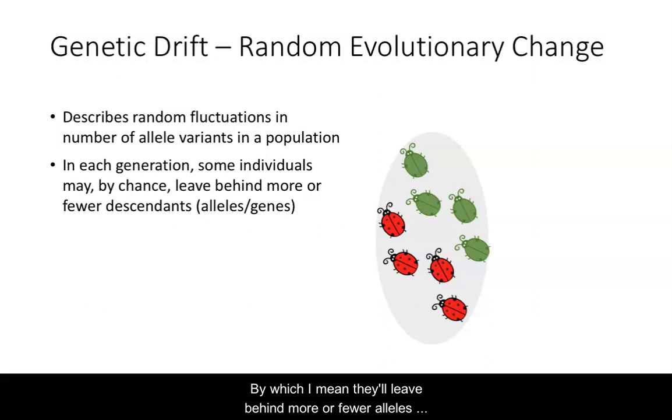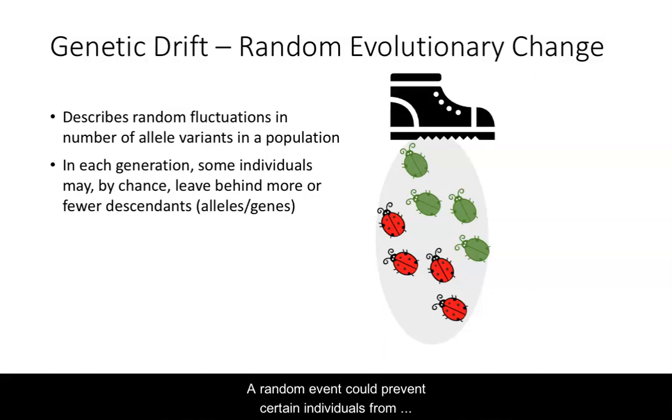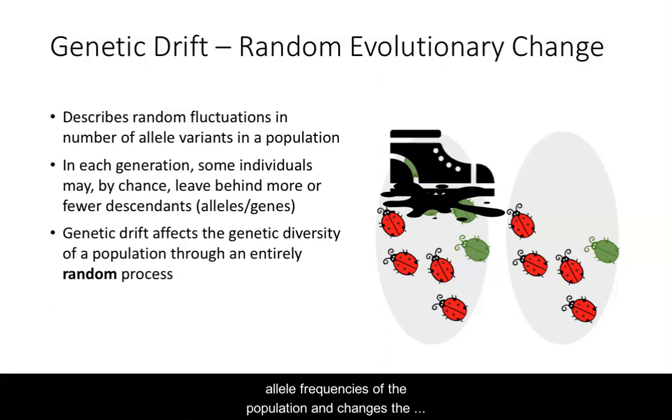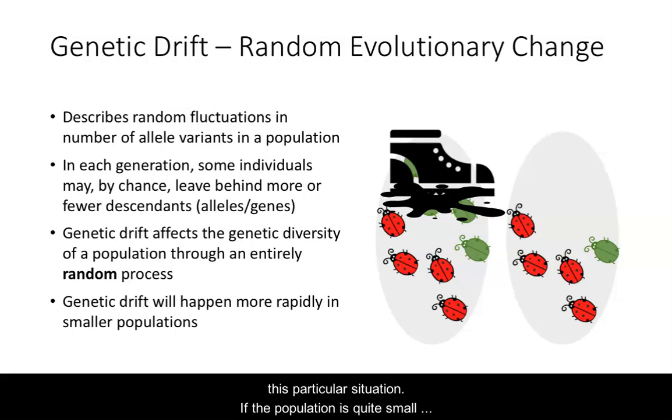For example, in this group of ladybugs, some are red and some are green, a random event could prevent certain individuals from surviving to reproduce. And this is going to impact the allele frequencies and the genetic diversity of the population and changes the likelihood of certain alleles being passed on to the next generation. This happens through a random process, so there's no natural selection occurring in this particular situation. If the population is quite small, then the impact of genetic drift is greater.